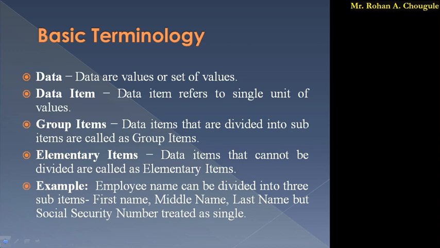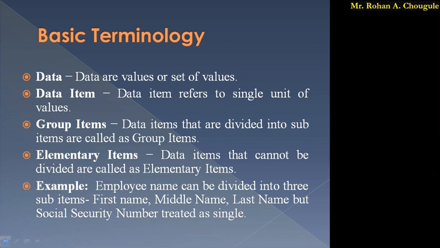Just see one simple example, so you will understand the concept of group of item and elementary item. Consider one example, an employee name, or you can also consider your name. That name we can divide into subtypes, that is, name can be divided into first name, middle name and last name. So name is a group of items. Here I have divided the name into three sub items, first name, middle name and last name. So the employee name is a group of item.